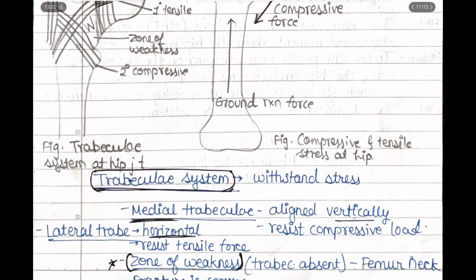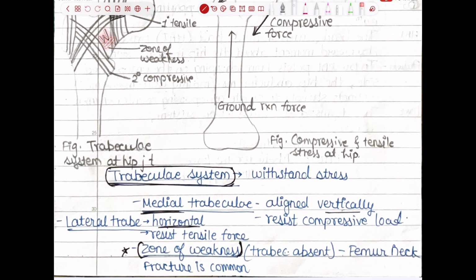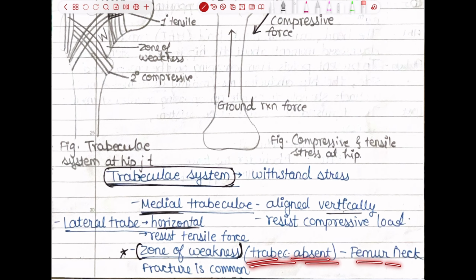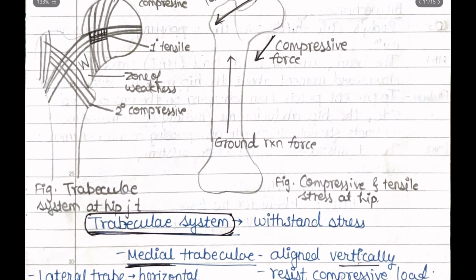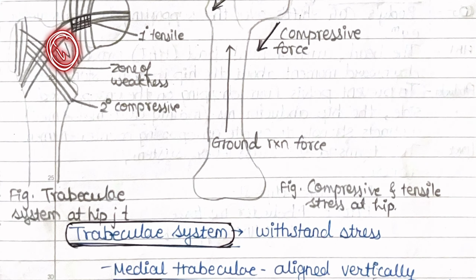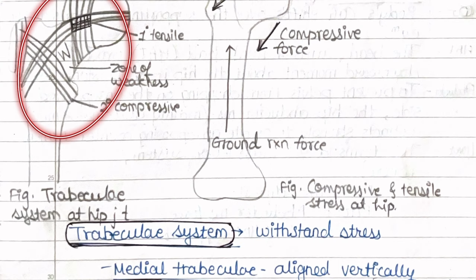Then there is the zone of weakness, which is here. The trabecular system is absent in that part. Femur neck: femur neck fracture is most common. So if they ask in clinical questions why femur neck fractures most commonly, you should write that the trabecular system is absent there, which creates a zone of weakness in that part, and you can draw this diagram.